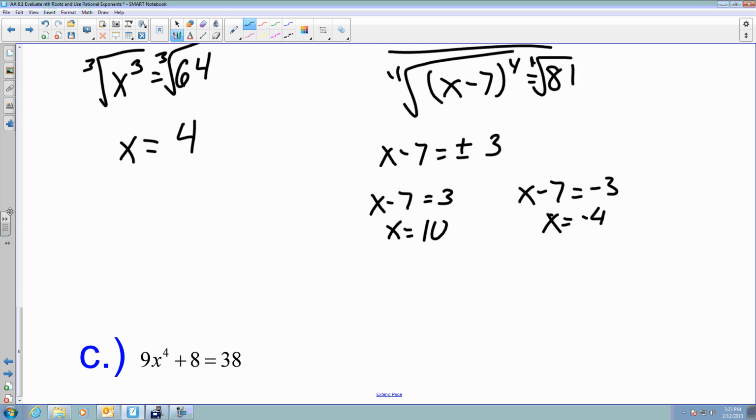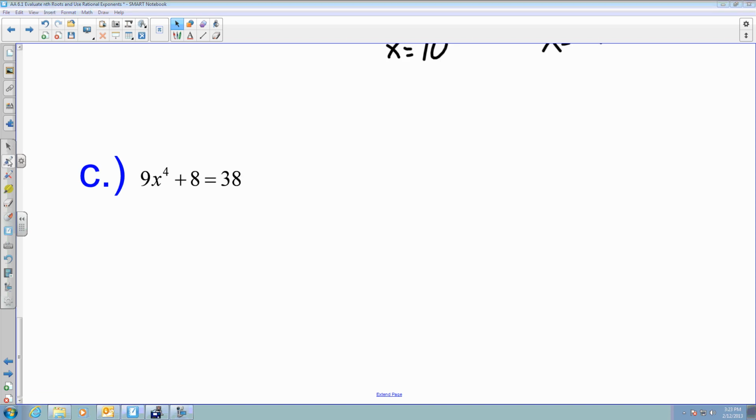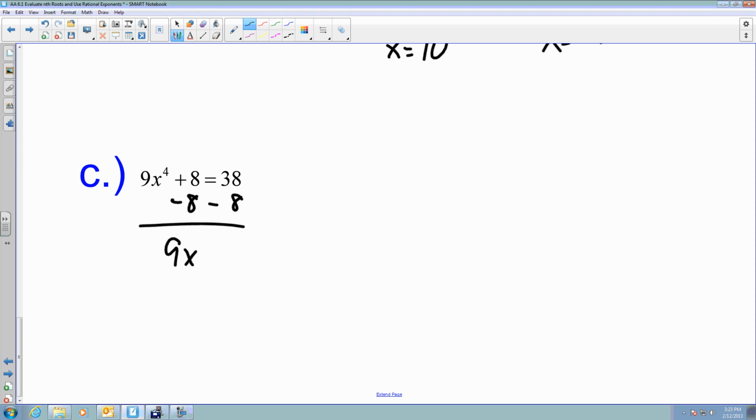Last example. I need to solve for x. First off, I'm going to subtract 8 from both sides. So now I have 9x to the fourth equals 30. Divide both sides by 9, which gives me x to the fourth equals 30 divided by 9, which can be reduced to 10 over 3.